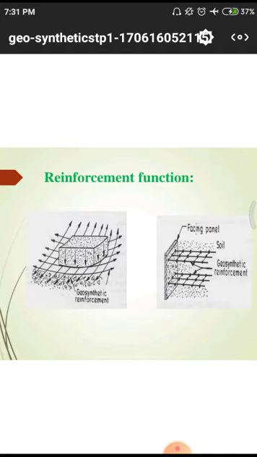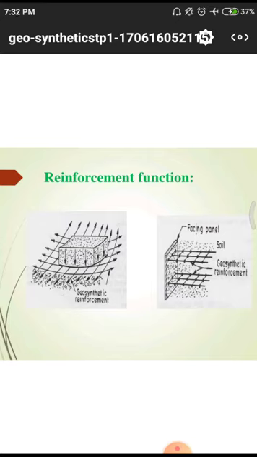First of all, on the top of the structure we have a cube, so the total weight of the cube will be transferred to this geosynthetic layer. Those layers we call reinforcement to the soil.